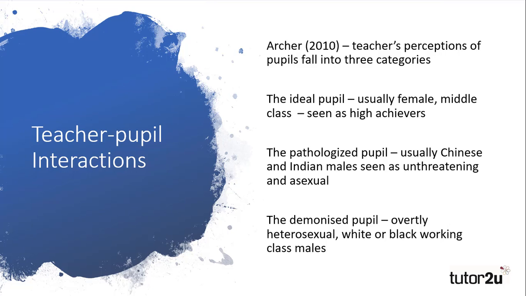Pathologised students, the second group, were seen as being asexual and unthreatening, Chinese and Indian male students. This view of those male students as being unthreatening and asexual could shape their gender identity and see a more gender-neutral identity emerge based upon these perceptions. Finally, the demonised pupil, perceived as being overtly heterosexual, usually black or white working class boys, frames a student's gender identity based upon their sexuality, and this demonstrates one way in which teacher interactions, albeit subconsciously, can shape the gender identity of students.